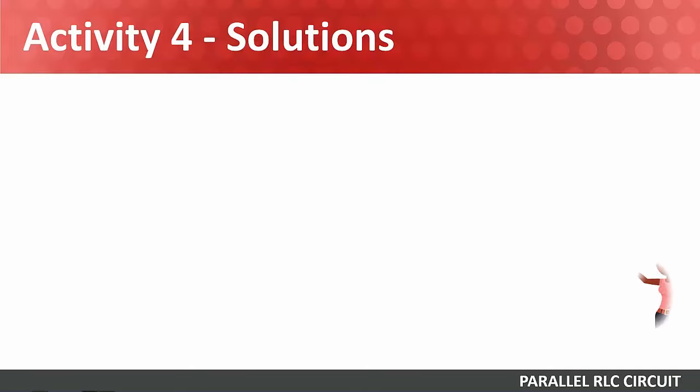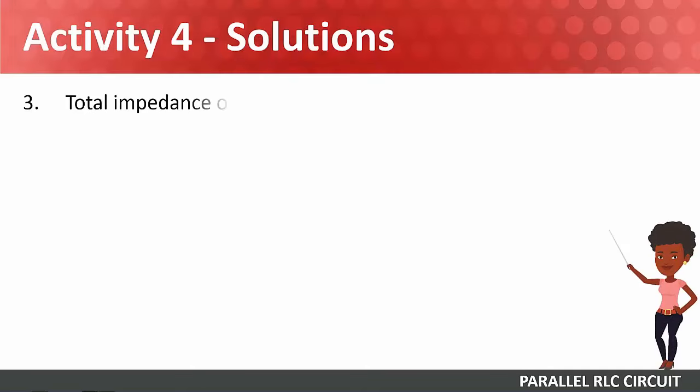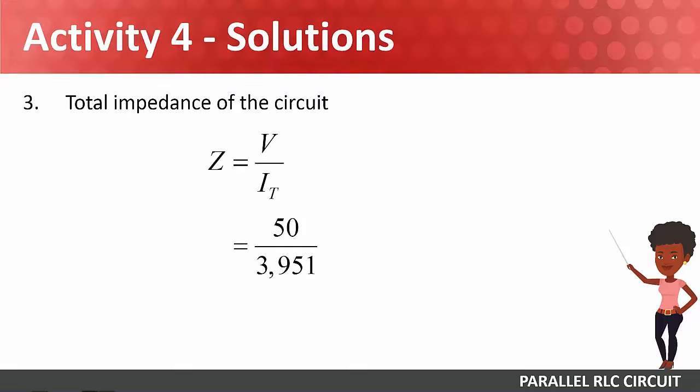Let's now calculate the total impedance of the circuit. Because this is a parallel circuit, you should have used this formula for your calculations. Z equals V over IT. It gives you an answer of 12,655 ohms.